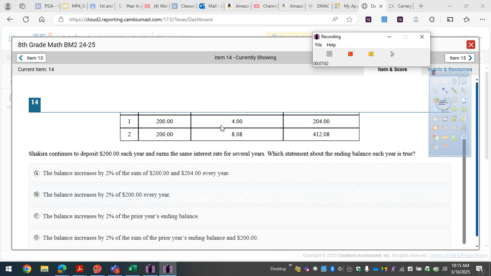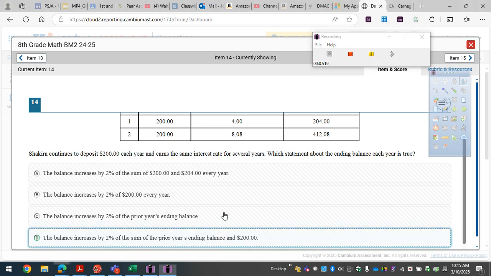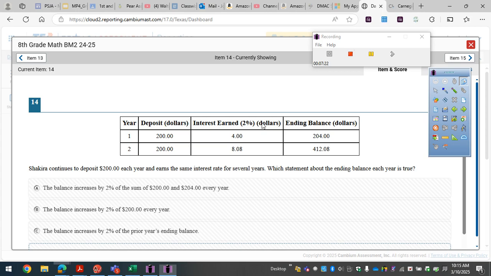No, because this is the increase of the total balance. So no. The balance increases by 2% of the prior year's ending balance. Okay, it does, but also an initial deposit of 200 bucks. The balance increases by 2% of the sum of the prior year's ending balance and 200. Yes, that's the answer. So every year, at the end of the year, it's going to increase by the percentage. All right, and it's going to increase by 200.